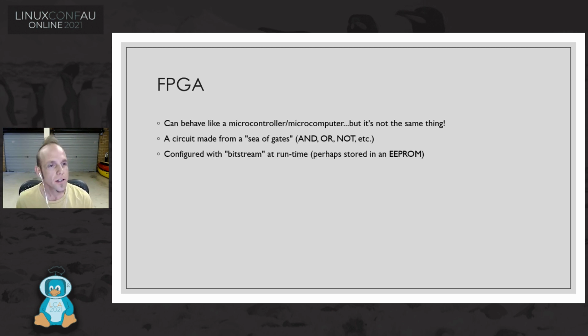And you can configure those logic gates at runtime, so when you turn the FPGA on, using something called a bitstream, which configures all those logic gates to become something. And this bitstream is not permanently flashed onto the FPGA. So when you turn the power off, it goes back to this amorphous sea of gates. And when you turn it on again, you need to reconfigure it. So that bitstream needs to be stored somewhere like in an EEPROM or in flash storage or something like that.